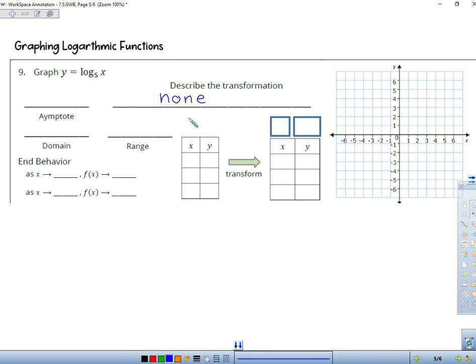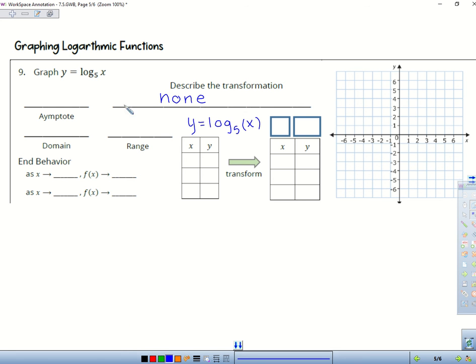So what you're then going to do is write the parent function above this little table right here. That's because the parent function is simply whatever your log is, log base whatever your base is of x. So we don't have any transformations on this one, so the parent is the function itself, okay?